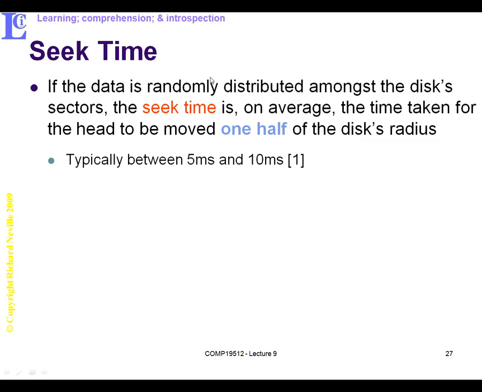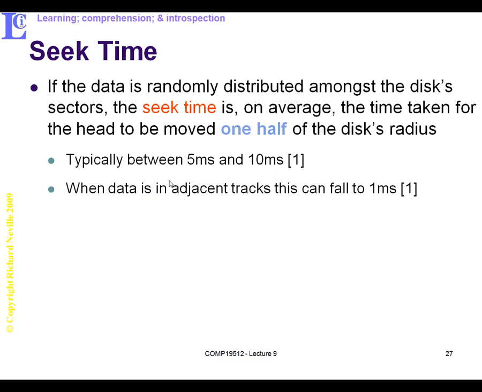So let's look at some typical values then. This seek time can be between 5 and 10 milliseconds, and this is referenced in one of the course books. When the data is adjacent to the track, that means it's right next to it, this can fall to 1 millisecond.